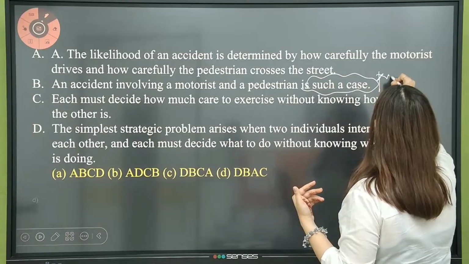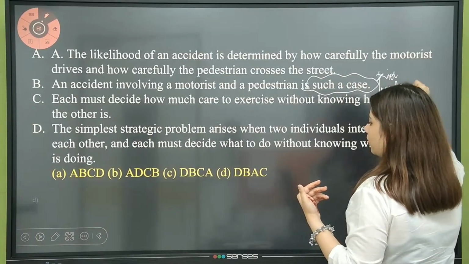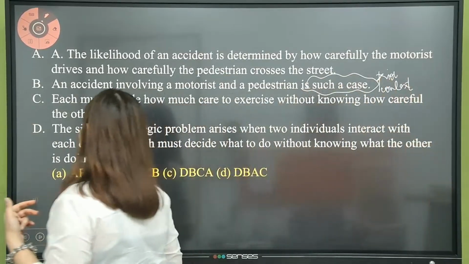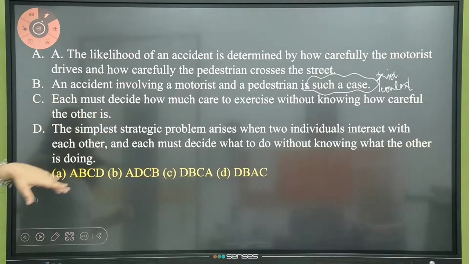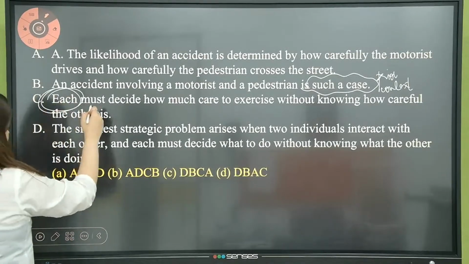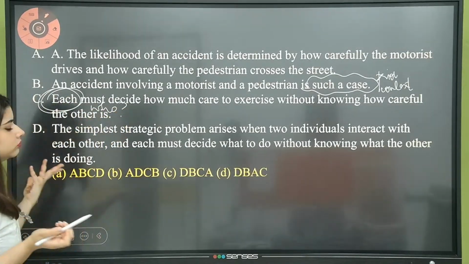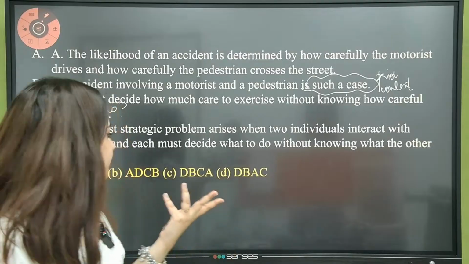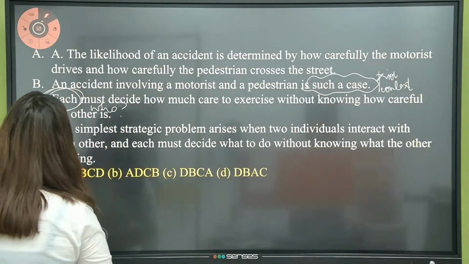This needs prior context. Cannot be my introductory statement. Okay. Each must decide. Each. Who is this each? Right? We do not know. Let's move to the next sentence.